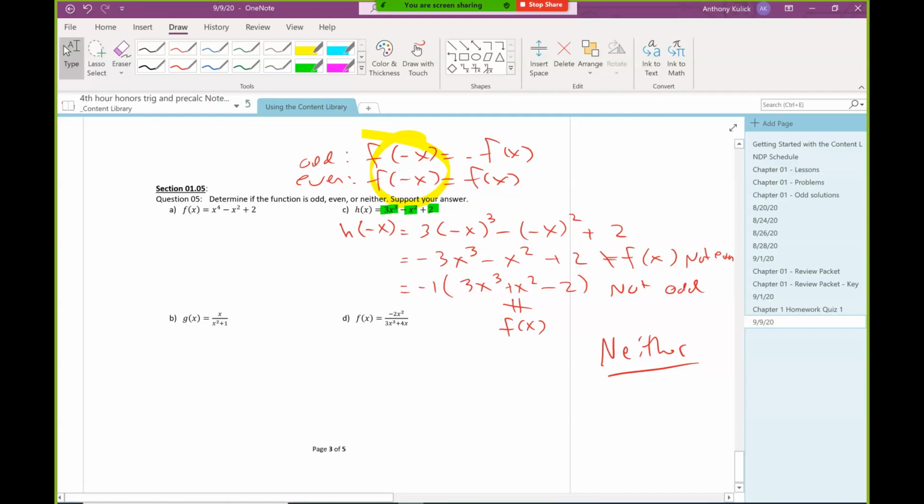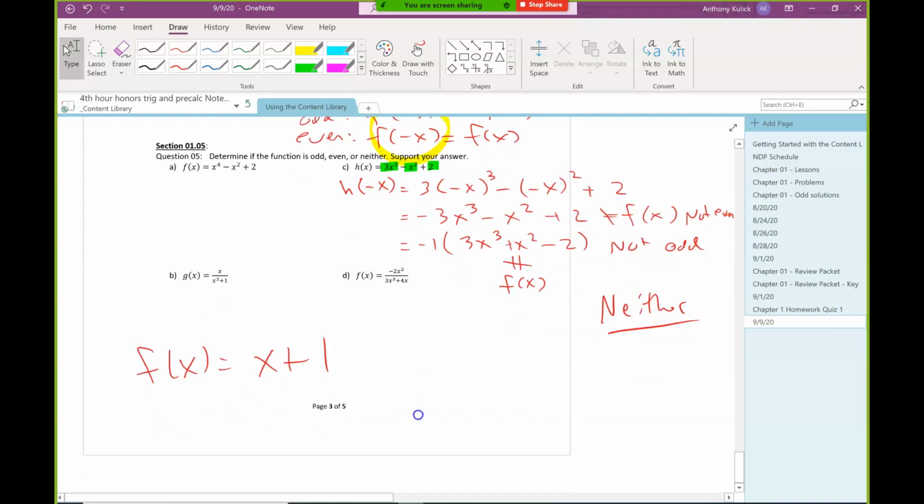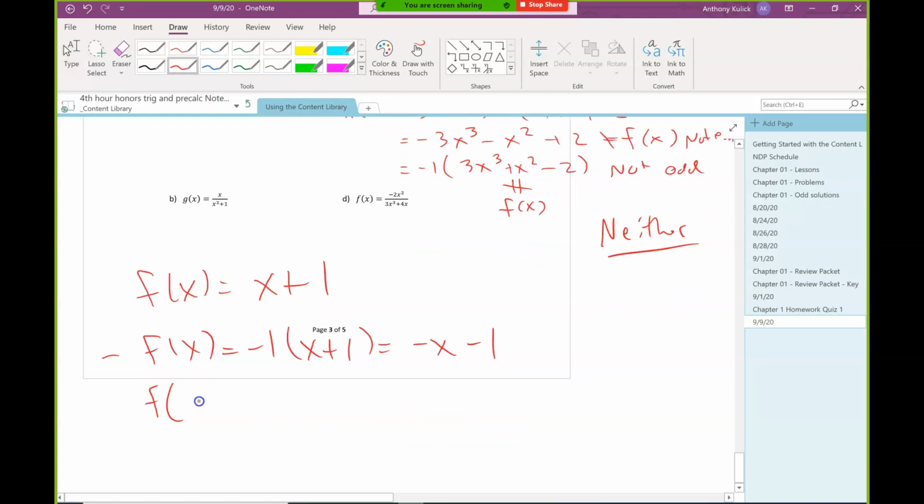Okay, I'm just confused on what negative f of x means. So let's say f of x is equal to x plus 1. Then negative f of x would be negative 1 times x plus 1, or negative x minus 1. F of negative x would be plugging negative x in, which would be negative x plus 1. Okay? That's kind of what you're asking?